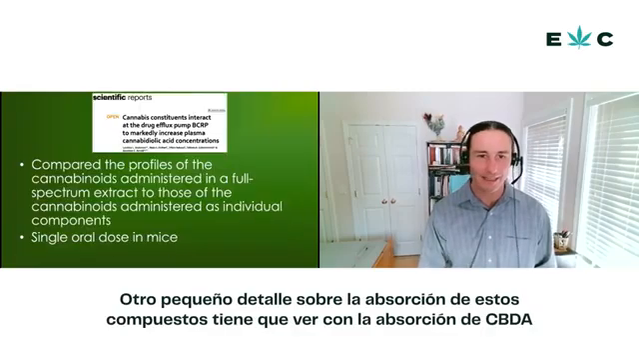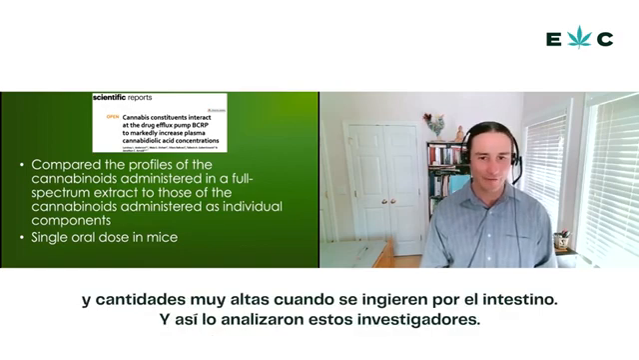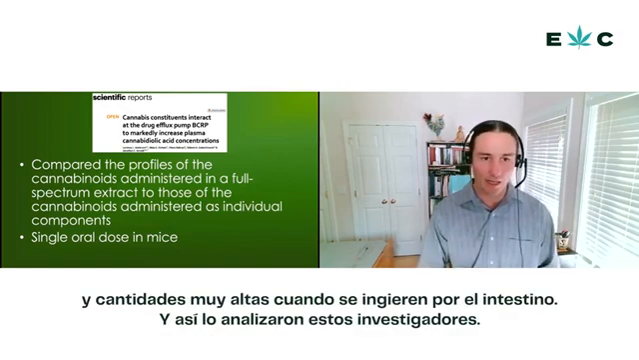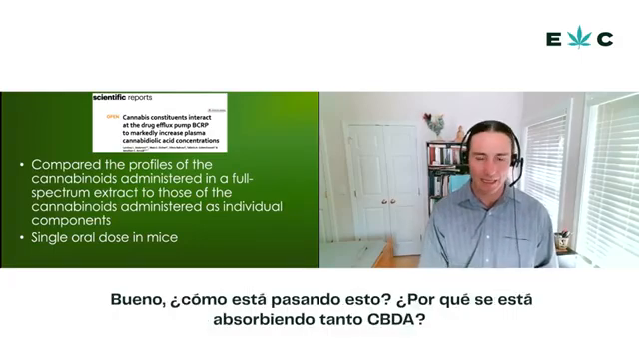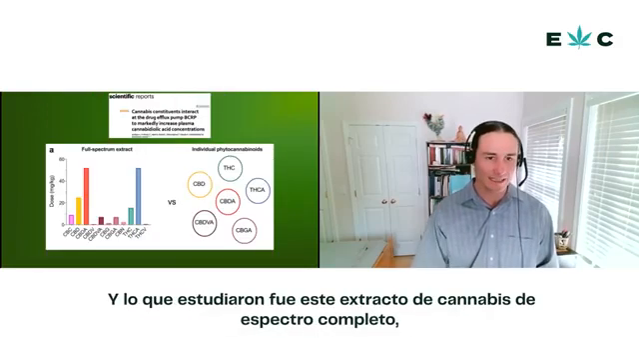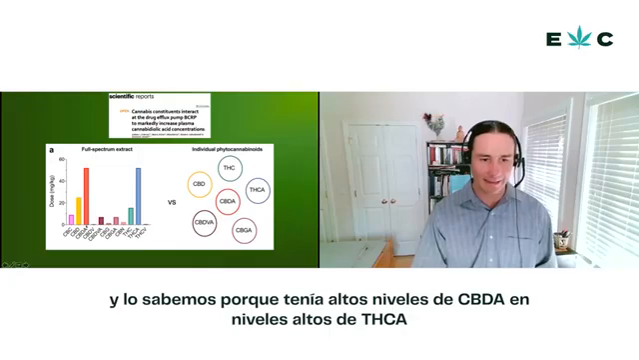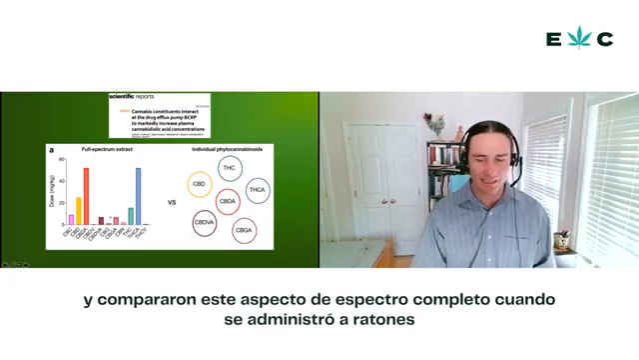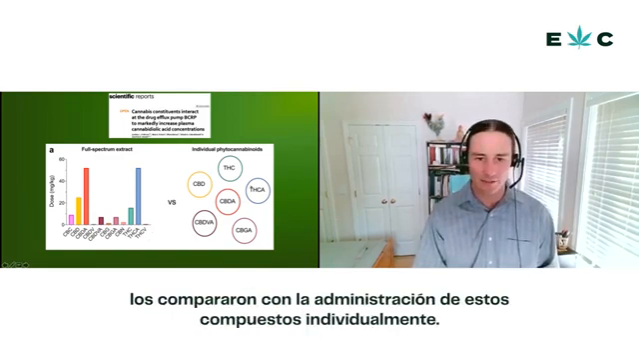Another little tidbit on the absorption of these compounds has to do with CBDA being absorbed in very high amounts when taken through the gut. And so these researchers looked into, well, how is this happening? Why is so much CBDA getting absorbed? And what they studied was this full spectrum cannabis extract that, as you can see, had a little bit of everything, but it had not been exposed to much heat. And we know that because it had high levels of CBDA and high levels of THCA. And they compared this full spectrum aspect when administered to mice and testing the blood levels of these compounds in the mice. They compared that to administering these compounds individually.